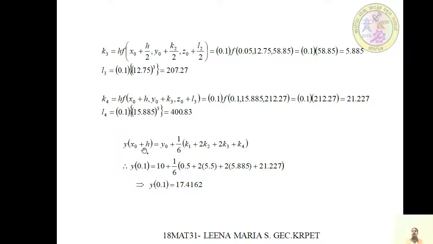Substituting these values in y of x0 plus h is equal to y0 plus 1 by 6 times k1 plus 2k2 plus 2k3 plus k4, we get y of x0 plus h, where h is 0.1 and y0 is 10, plus 1 by 6, substituting k1 which is 0.5, plus 2 into k2 which is 5.5, plus 2 into k3 which is 5.885, plus k4 which is 21.227. On simplifying these, we get y of 0.1 equals 17.4162. So this is the value at 0.1.